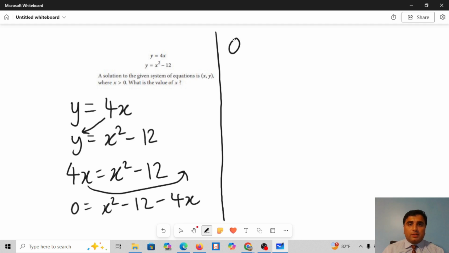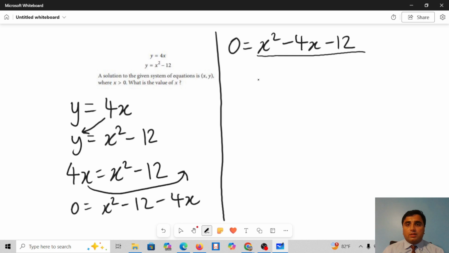We'll rewrite this equation as 0 equals x squared minus 4x minus 12. Now, in order to solve this equation, we have to divide this polynomial into two separate factors.